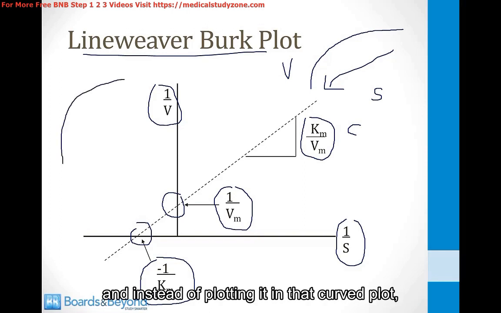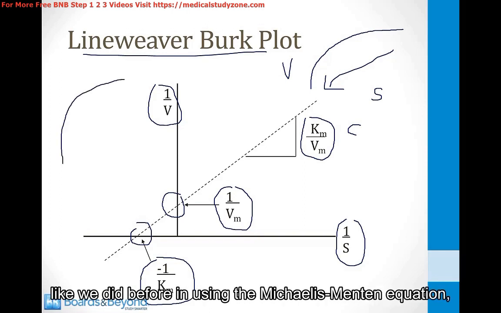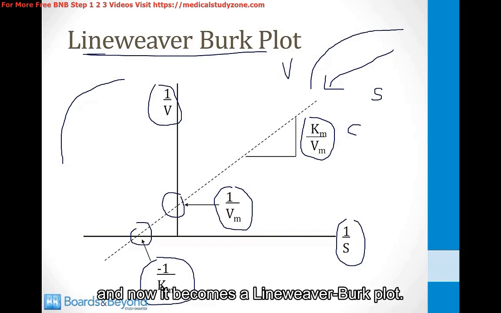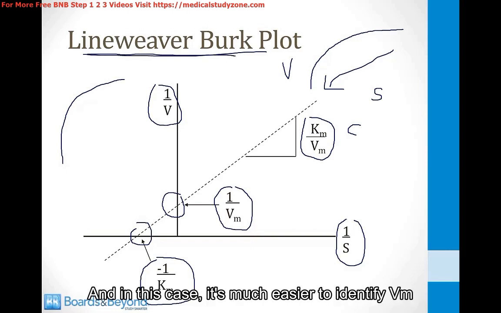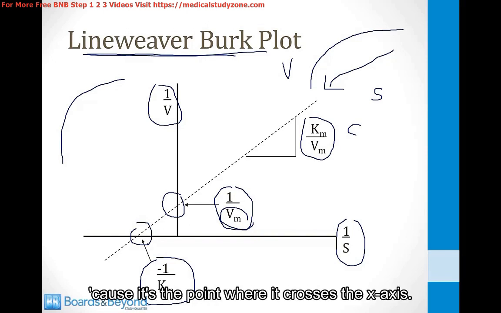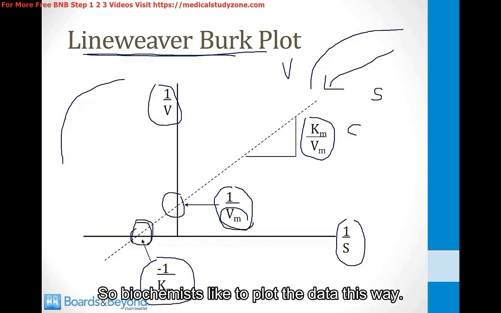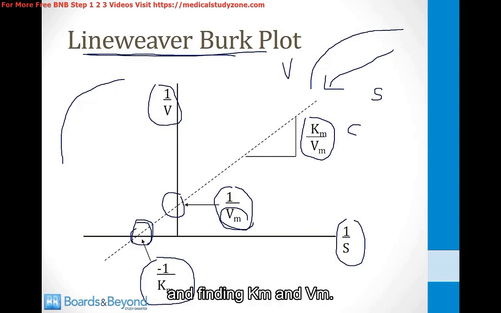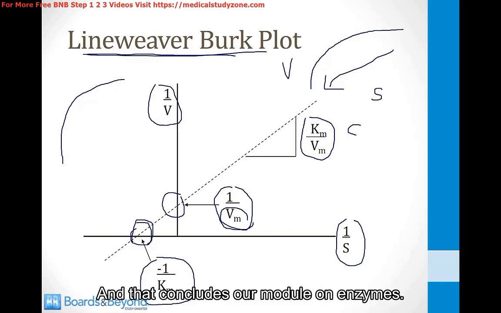So what biochemists like to do is take their data, and instead of plotting it in that curved plot like we did before and using the Michaelis-Menten equation, they will instead plot 1 over V versus 1 over S, and now it becomes a Lineweaver-Burk plot. And in this case, it's much easier to identify Vmax because it's just the point where it crosses the y-axis. It's easier to identify Km because it's the point where it crosses the x-axis. So biochemists like to plot the data this way. It's just another way of looking at the data and finding Km and Vmax. And that concludes our module on enzymes.